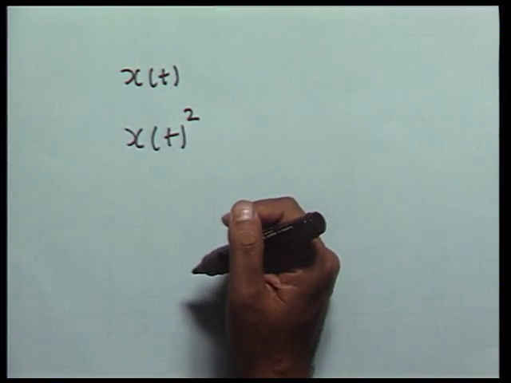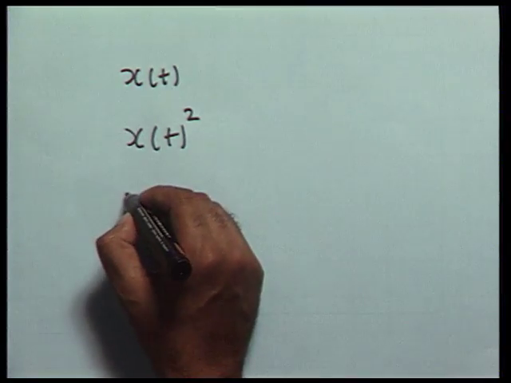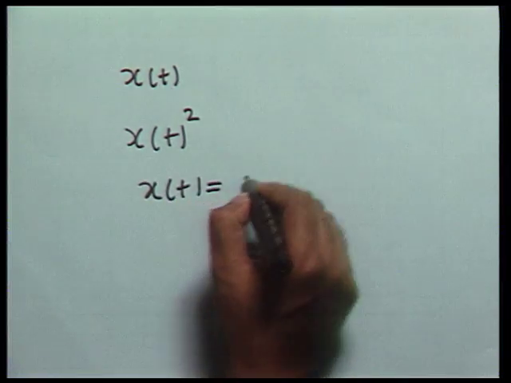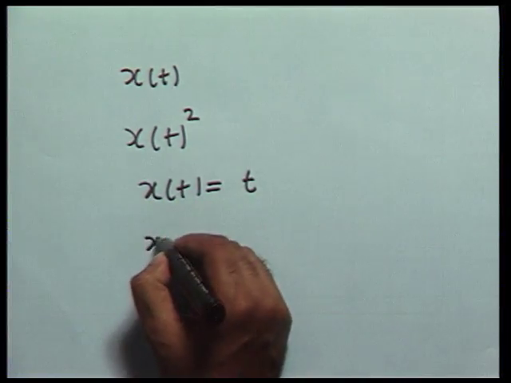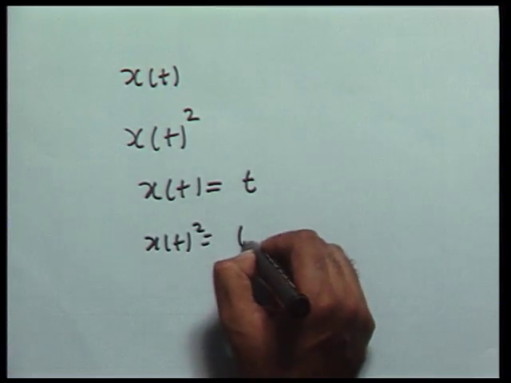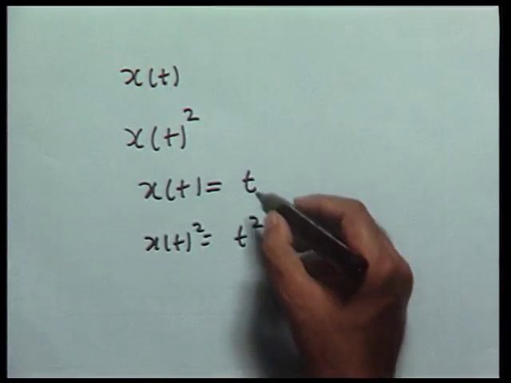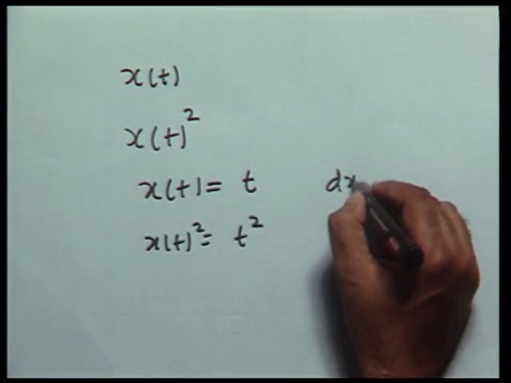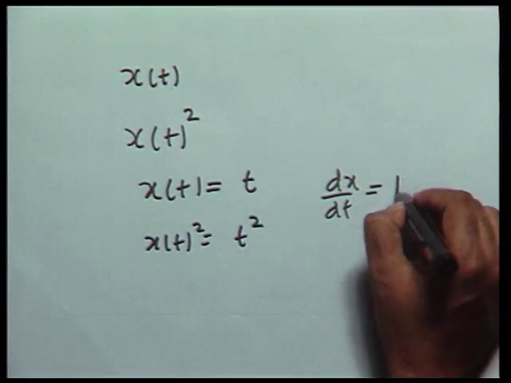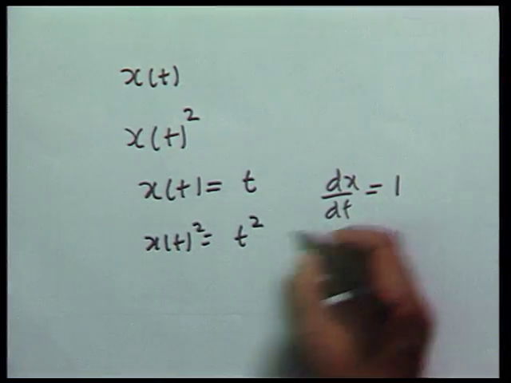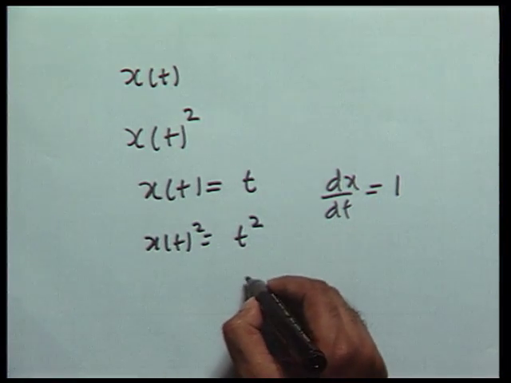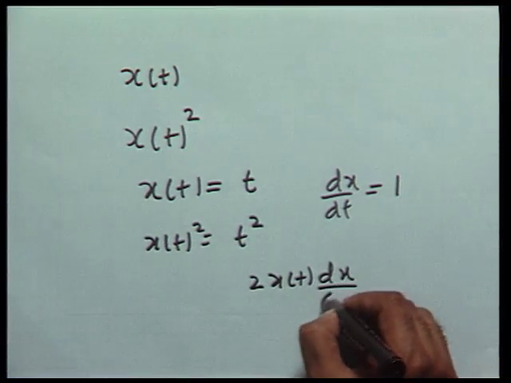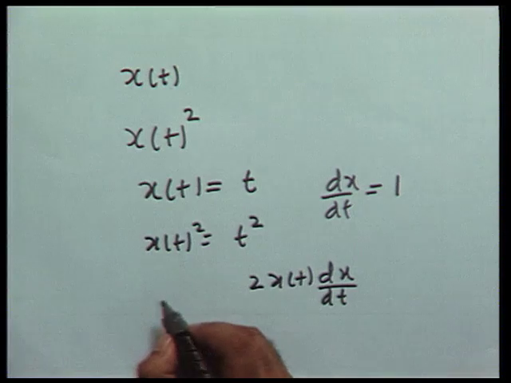You have already seen such instances earlier. The simplest situation would be when your function x(t) would be equal to, say, t, then x(t) squared would be equal to t squared. The rate of change of this with respect to time would be 1, dx by dt would be equal to 1, no matter what time you took. Over here, by the chain rule, you would get twice x(t) into dx by dt. That would be the rate of change, the derivative of this expression with respect to time.